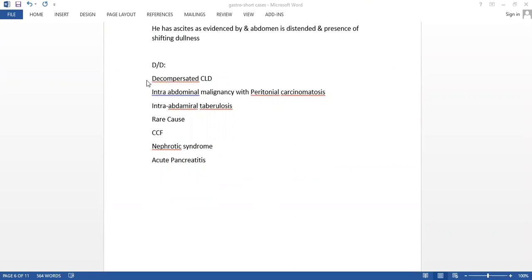Even if you don't get any stigmata of chronic liver disease, and the patient is not cachectic, no abdominal mass, in those circumstances, with only ascites, decompensated chronic liver disease will be the first diagnosis.